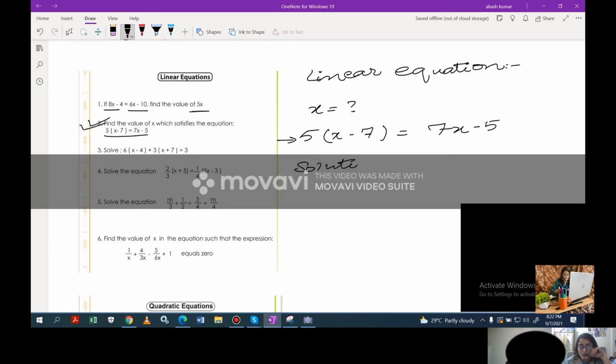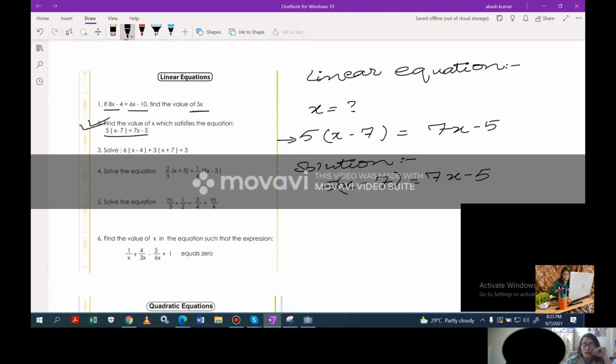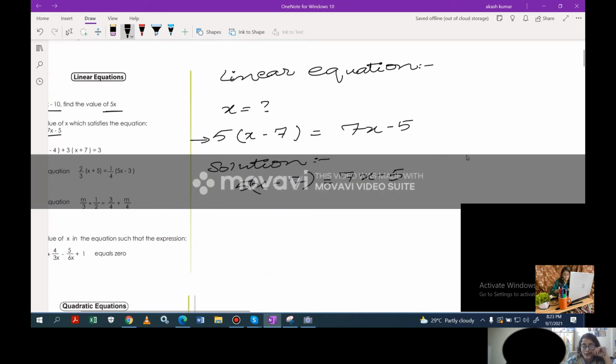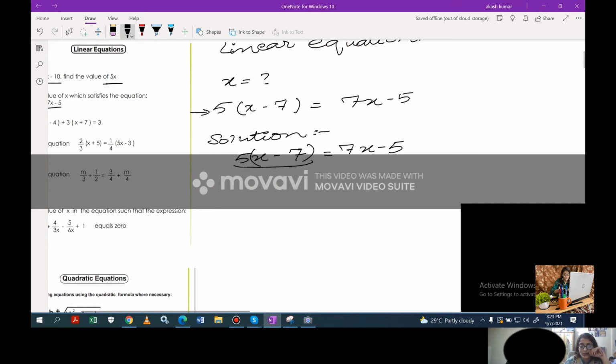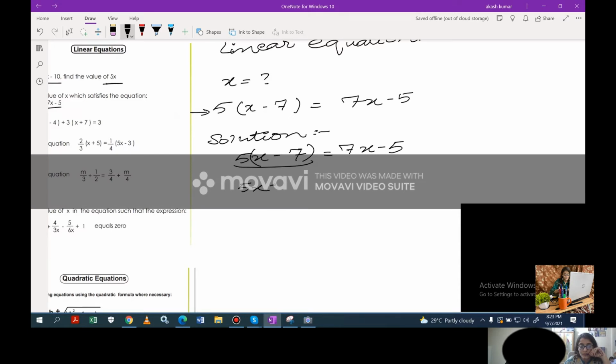So to start with, 5(x - 7) = 7x - 5. Can we multiply 5 with the whole expression? Yeah. So what will it be? 5 multiplied with x will be? 5x. Good. 5 multiplied with 7 will be? 35. So 5x - 35 = 7x - 5.